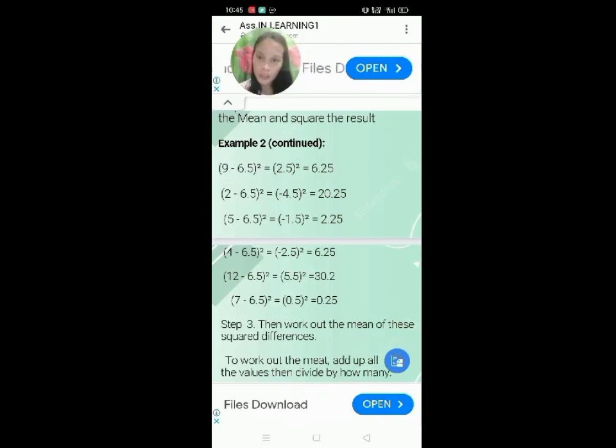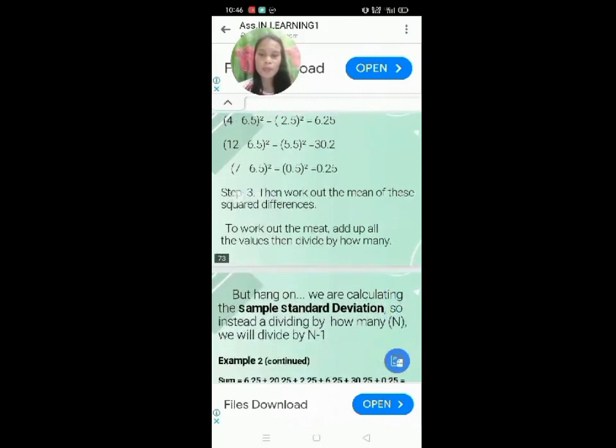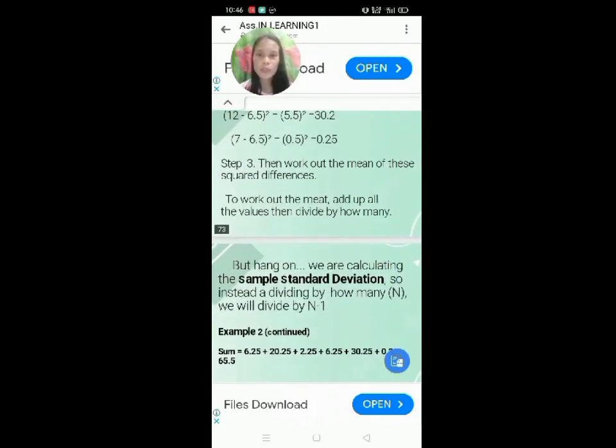Next, 5 minus 6.5 squared equals negative 1.5 squared, which is 2.25. Step 3, then work out the mean of these squared differences.